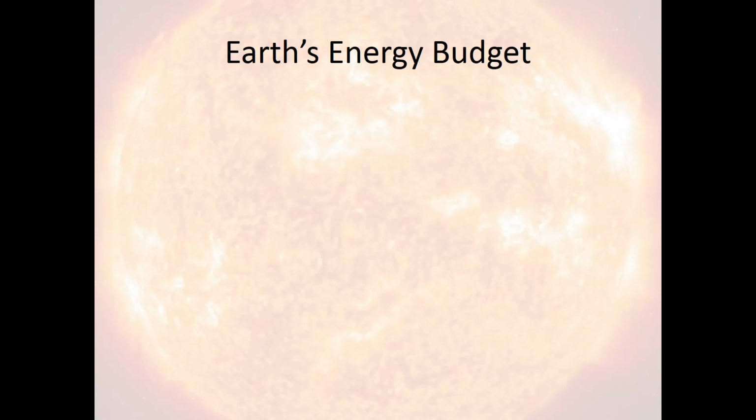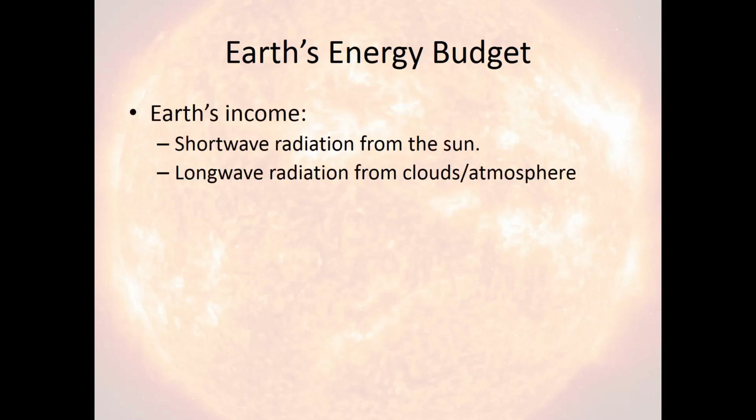Well, your income and your spending, the difference between the two is going to result in a change to the overall balance of your bank account, right? Well, Earth is the same way. Earth has income, and its income is from two sources. The first source is shortwave radiation from the sun. The second source is that long-wave radiation that was absorbed by clouds in the atmosphere.